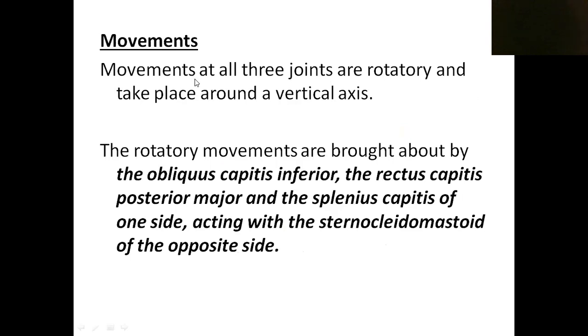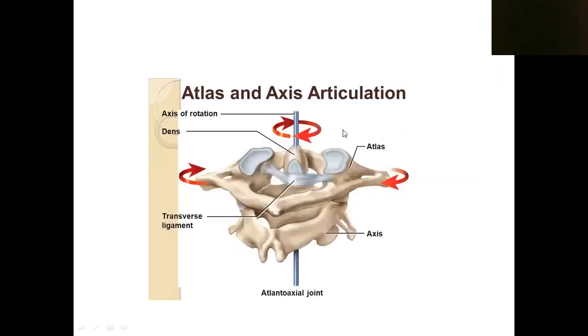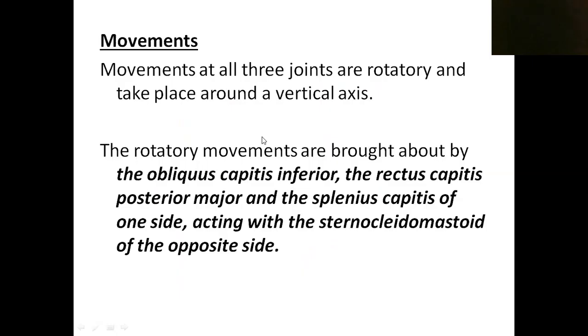Here, this joint permits only rotatory movements. Okay, rotatory movement takes place. Rotatory movement means that this is a central axis. I already told you, around the central axis, this rotatory movement. Okay, this rotatory movement is by obliquus capitis inferior, then rectus capitis posterior major, then splenius of one side acting with the sternocleidomastoid of the opposite side. Okay, these are some of the important muscles producing that rotatory movement.